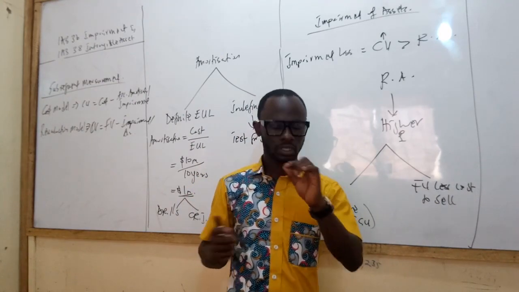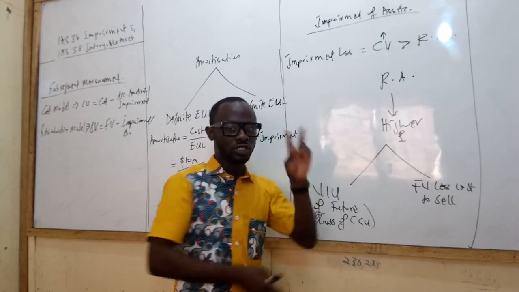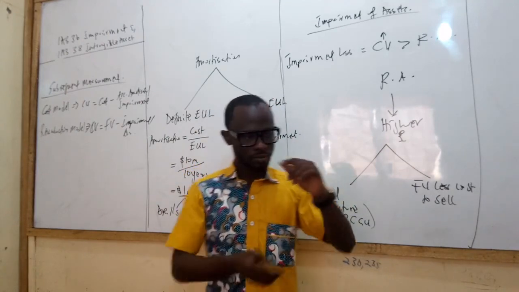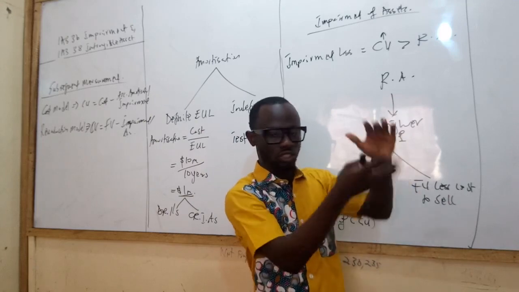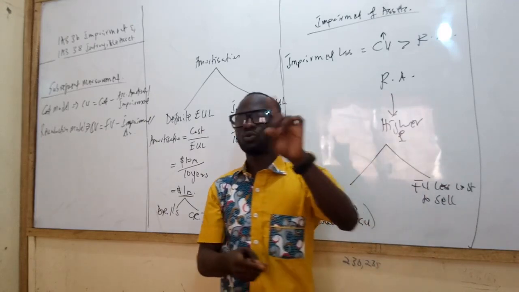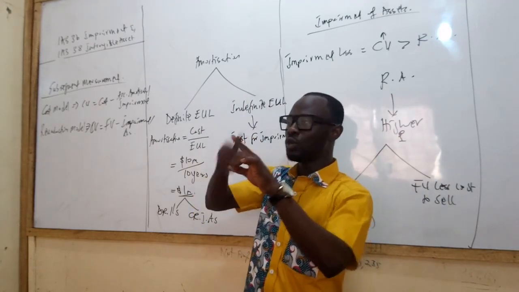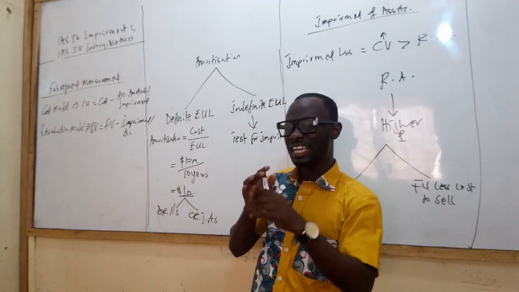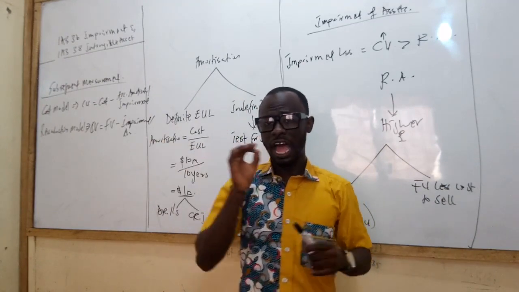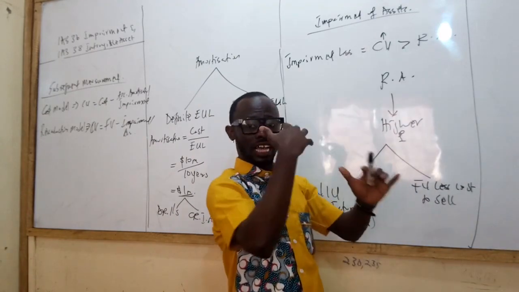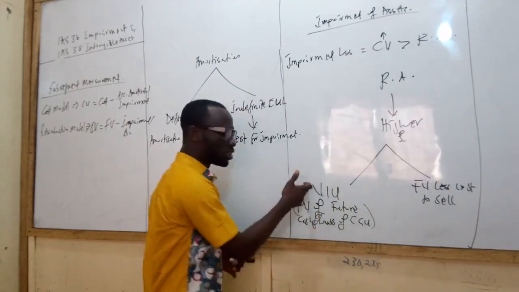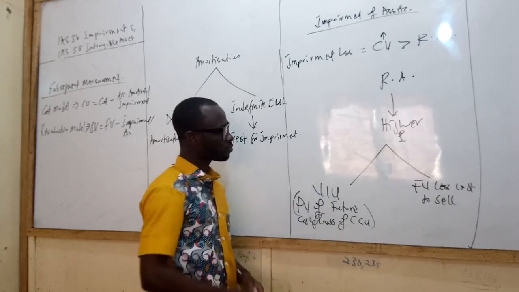Get that well. This value in use includes two things. One, the cash revenue generated from the continuous usage of the asset, as well as the amount we will realize when the asset is actually disposed of at the end of its economic useful life. So when we discount that into present term, that gives us the value in use.